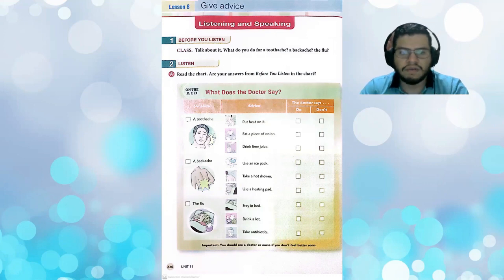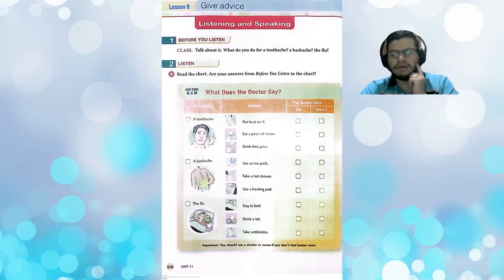What do you consider? For example, in a toothache, you're going to apply heat on it. Is it correct or incorrect? What do you consider? Or you're going to drink lime juice. So if you approve this, you're going to use do or don't in negative. Don't put heat on it, or do put it on it, you're going to put a check mark.